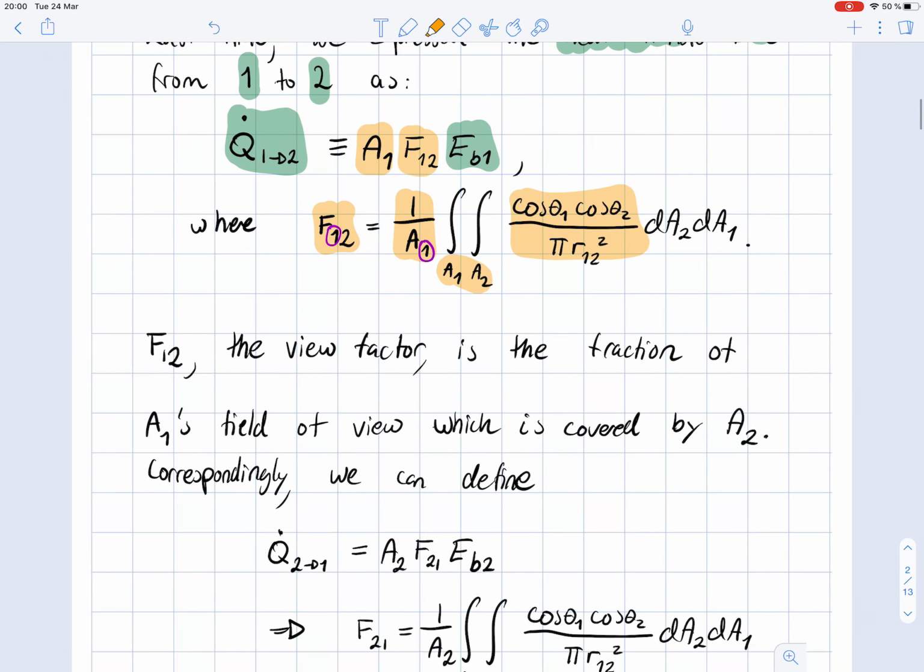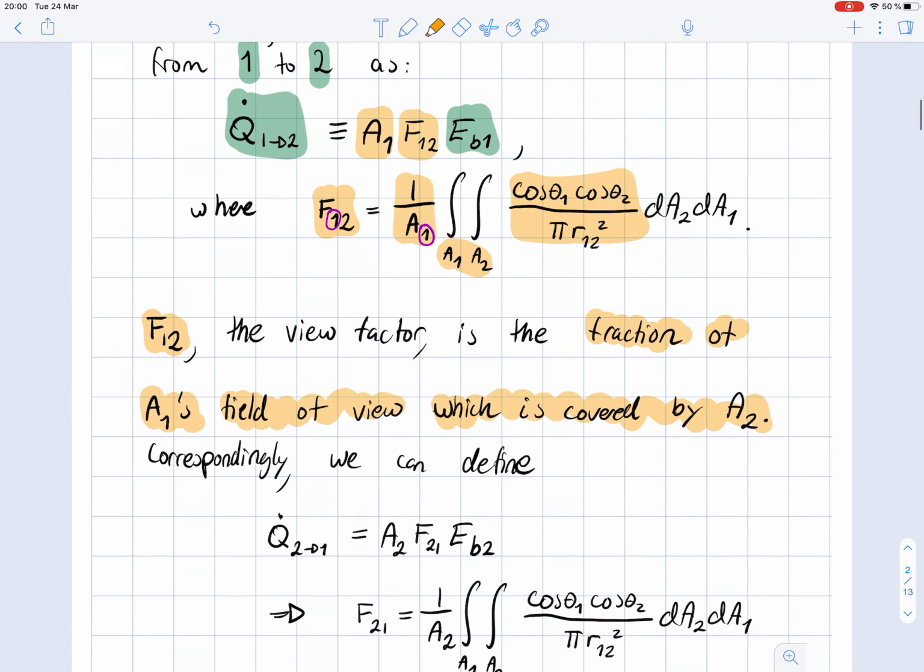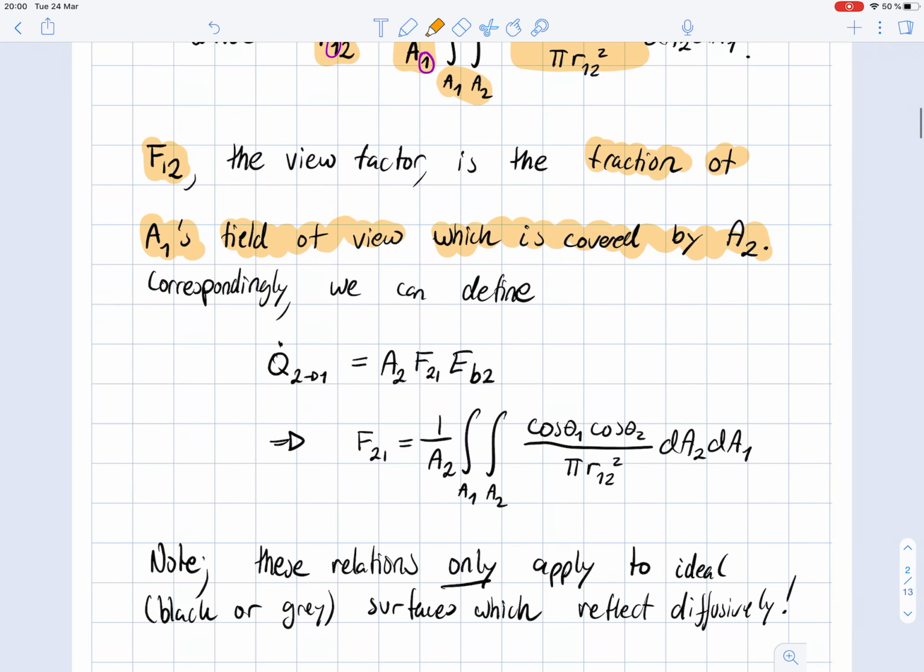So the view factor, F12, symbolizes the fraction of A1's field of view, which is covered by A2. So you could also imagine this as how much of A1 is seen from A2, if you want. So it's a fraction of A1's field of view, which is covered by A2. We'll see some examples shortly, and then hopefully you'll have an intuition to what it means in terms of numbers.